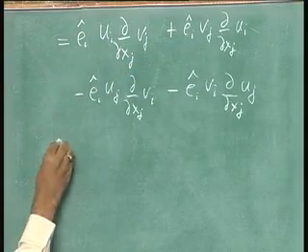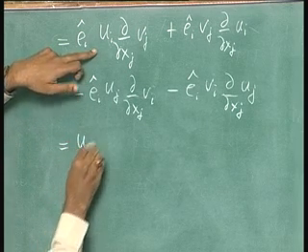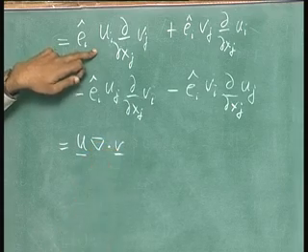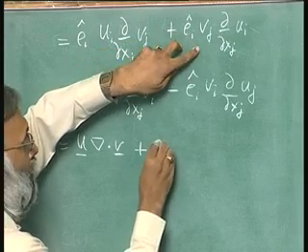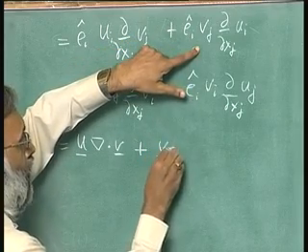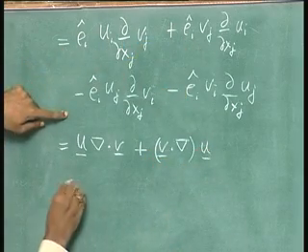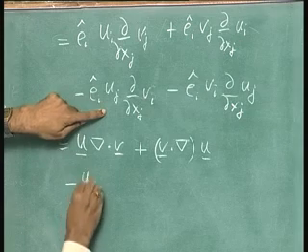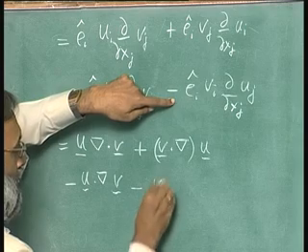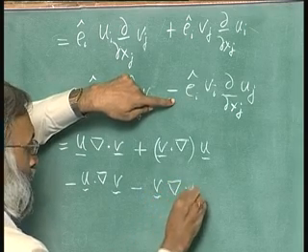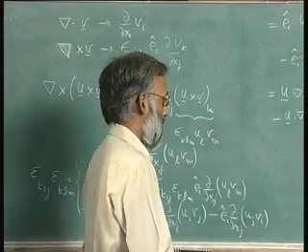But each of these is now completely recognizable. This is U divergence of V, this is plus, you can see that this is V dot grad acting on U, minus this is U dot grad acting on V, minus V divergence of U. As usual, you can check with your handbook and find out if it is correct.